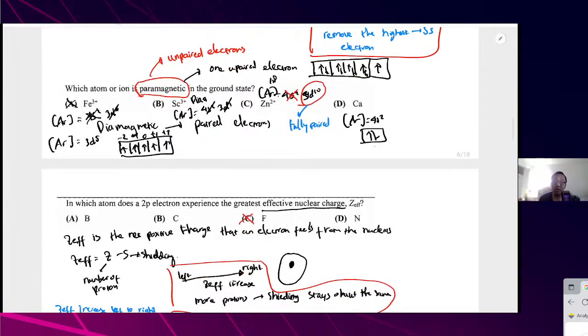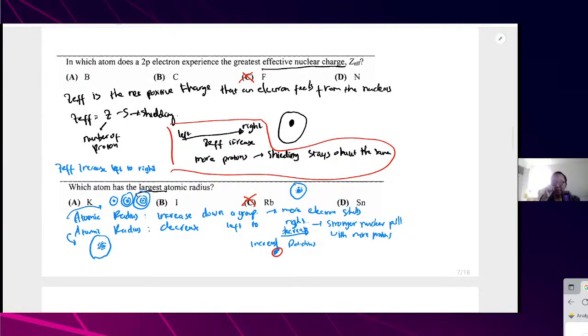Paramagnetic is unpaired electron, diamagnetic is paired electron. This is the concept. And then Zeff, or effective nuclear charge, tends to increase from left to right, because more to the right means more protons, and it causes a stronger pull from the nucleus.